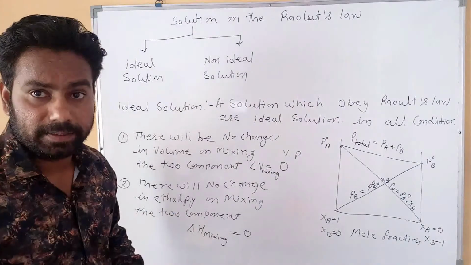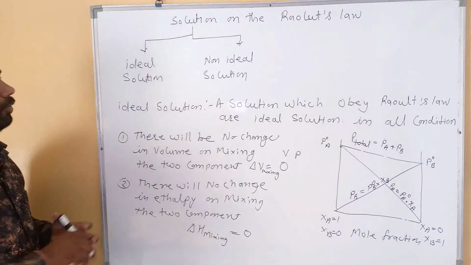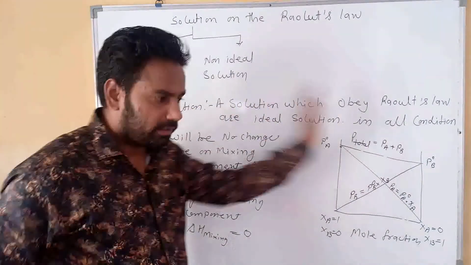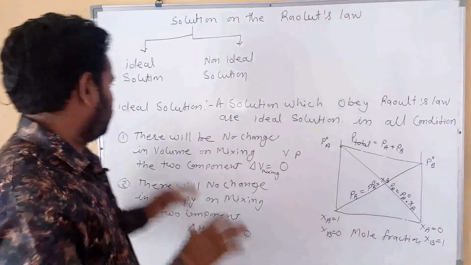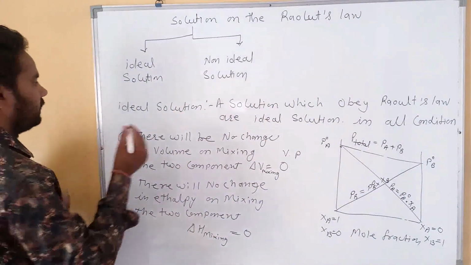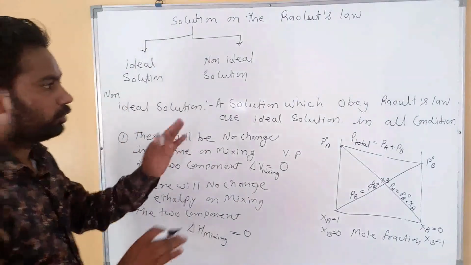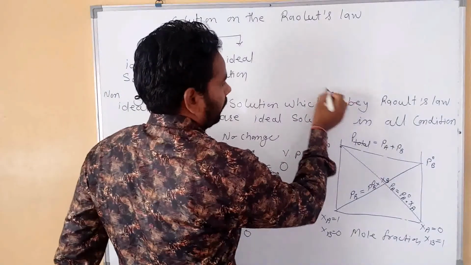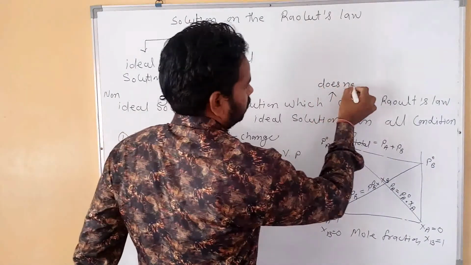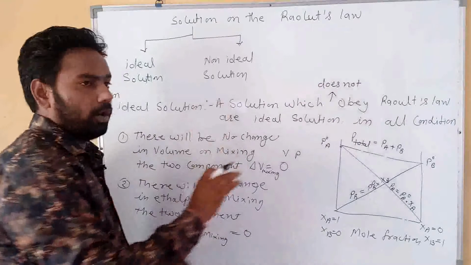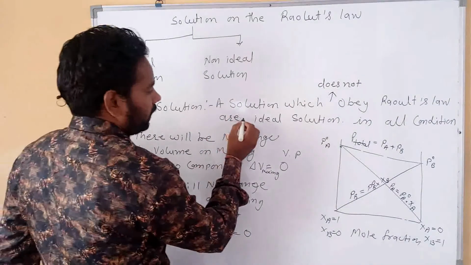Okay, done, clear? Then again we have non-ideal solution, just the opposite of this definition. A solution which does not obey Raoult's law is called a non-ideal solution.